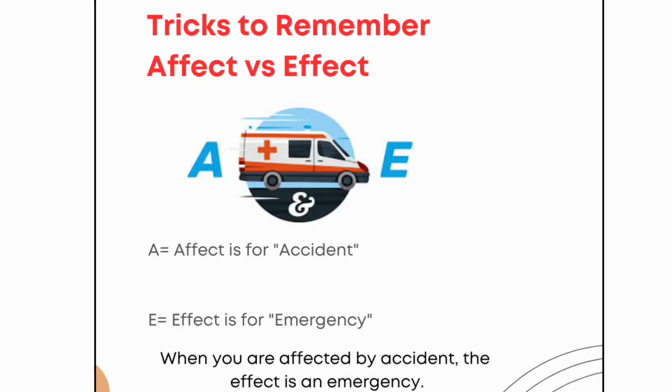And the last trick to remember affect versus effect: A is for accident and E is for emergency. When you are affected by an accident, the effect is an emergency. So here are the hints, tips, and tricks to remember affect versus effect.